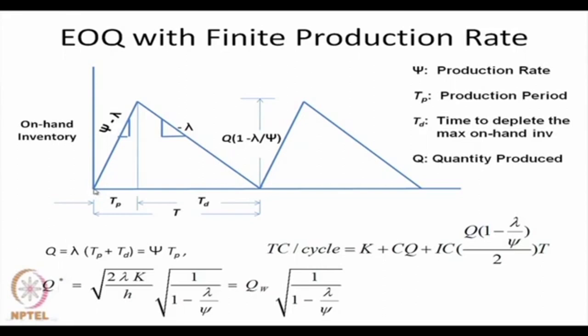So, when to order is when on hand inventory comes to 0, and how much to order is Q star, which is equal to the Wilson's lot size formula into 1 divided by root over 1 minus lambda by psi.